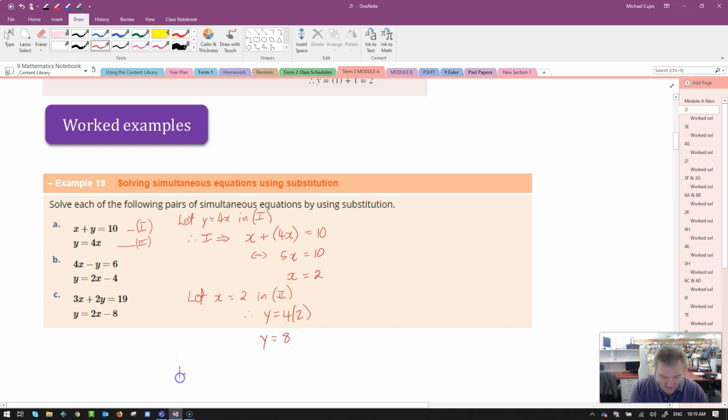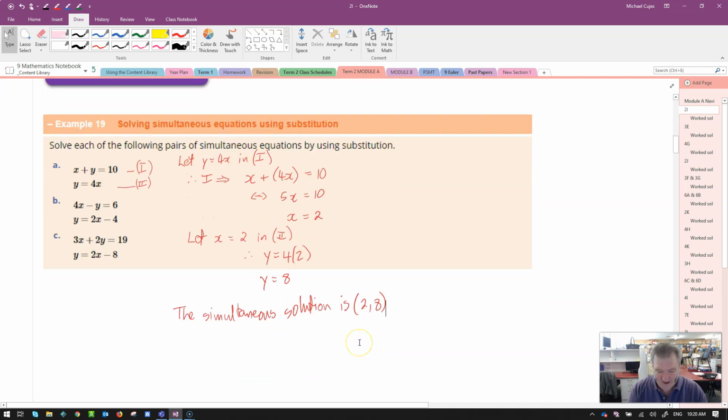And then it's nice to write your little solution. The simultaneous solution is (2, 8). Now that's nice because it was in the terms x and y. You could have written it like this as well. X equals 2, y equals 8. That'd be perfectly acceptable because, of course, it won't always be x and y. It'll sometimes be something else.